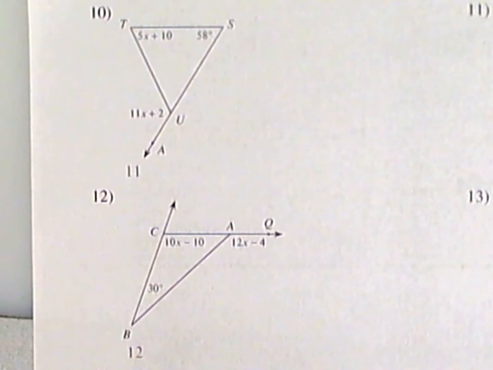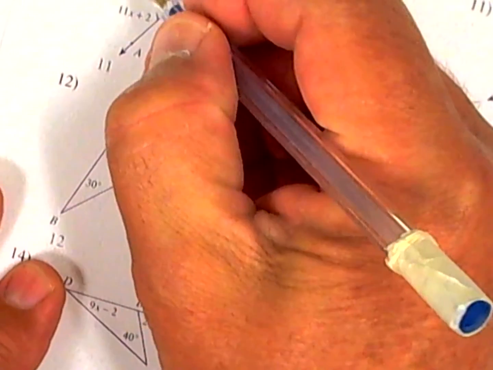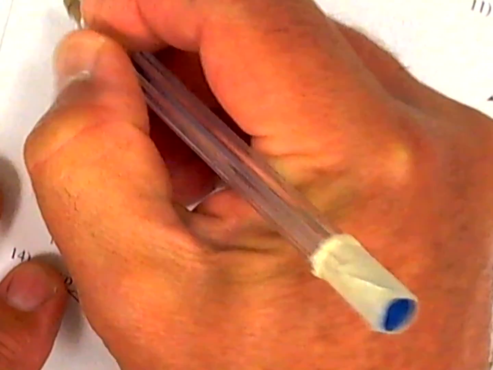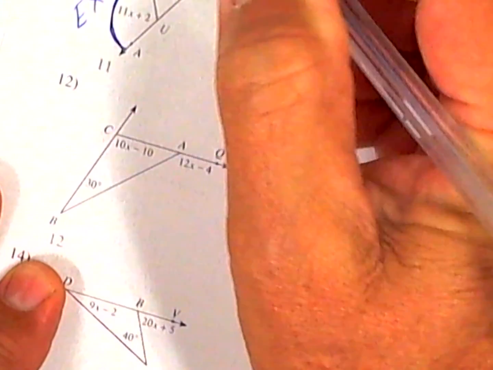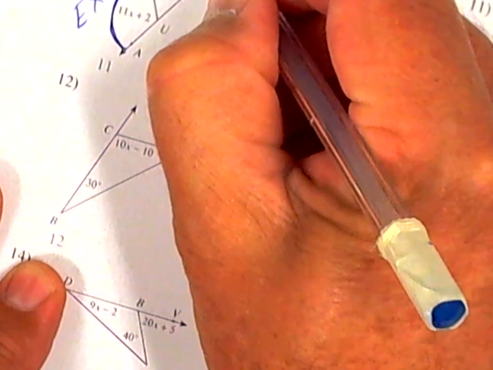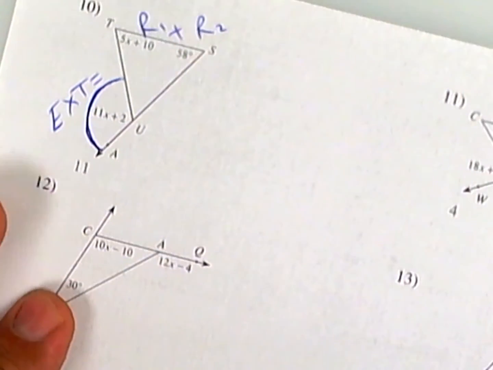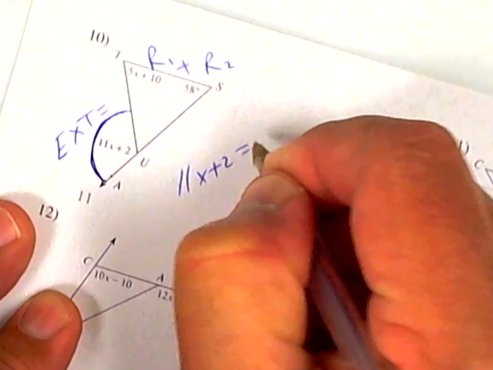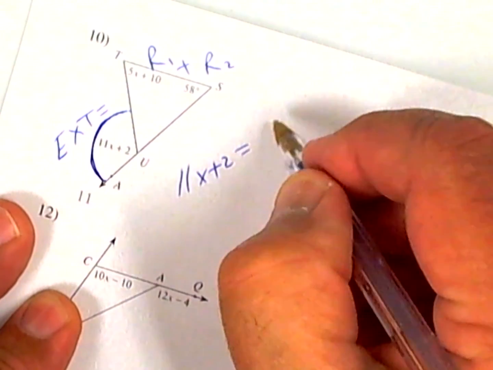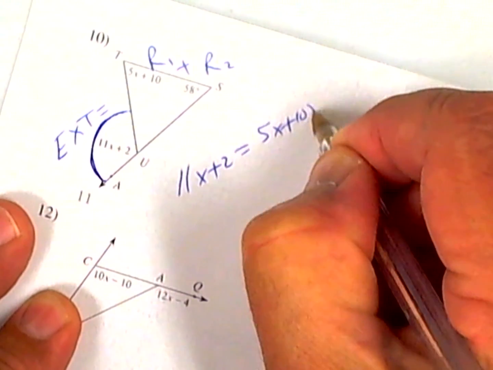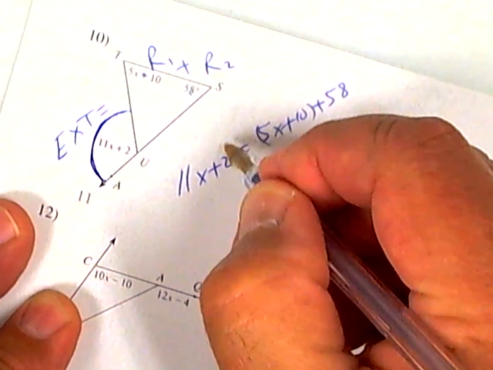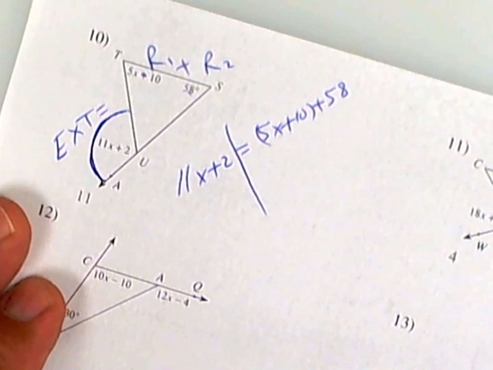Okay. All right, well, the question is, this one is the exterior angle formula. Okay, this remote or this exterior angle is equal to the sum of the two remotes. You had this a long time ago. This is a review question. Okay, so it's going to be 11x plus 2 is equal to the sum of these two. So it's going to be 5x plus 10 plus 58. You're going to add these two up, and now you have to solve that equation.